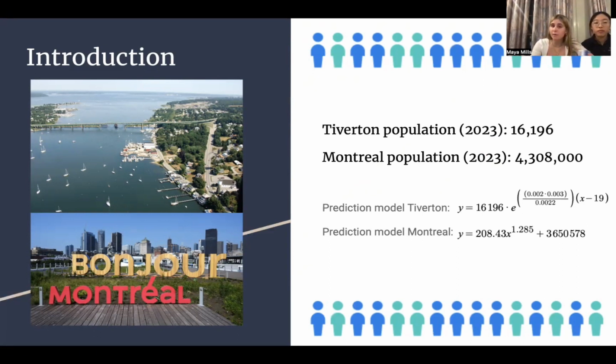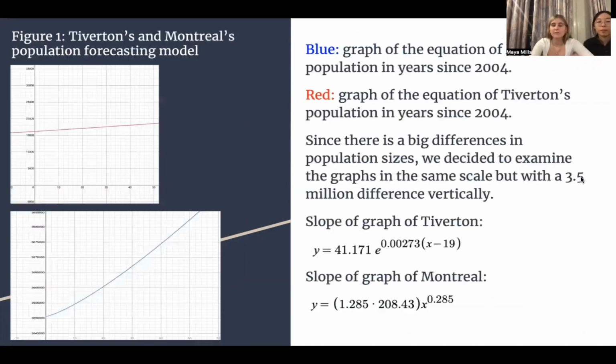To model Tiverton's population, I decided to find the growth rate of the past 20 years and multiply that by the years from 2023. This is a power function. And for me, to model Montreal's population, I performed computation by hand in the textbook to get the overall population data in the past 15 years, and obtain the best model that fit the data using decimals, which is an exponential function. So on these graphs on the left, we have the same scale for both of our functions, but with 3.5 million units different vertically.